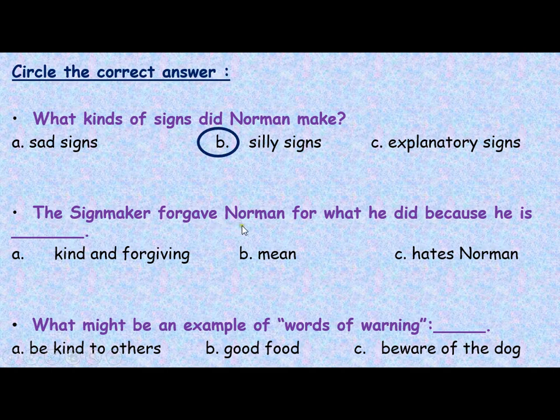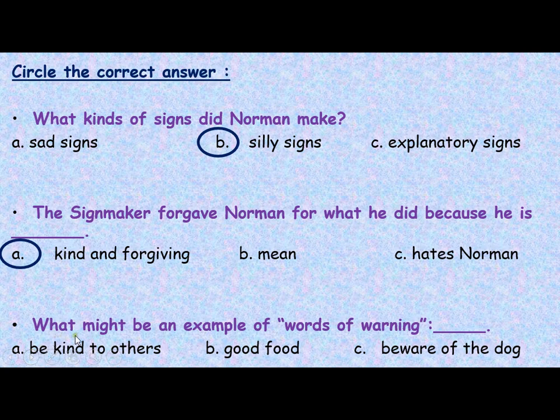The sign maker forgave Norman for what he did because he is kind and forgiving, or mean, or hates Norman. Does anyone know a person that is super forgiving and keeps forgiving every mistake? So people who are super forgiving are kind, not mean, not hateful. So when the sign maker forgave Norman, it means that he was kind and forgiving. He wasn't mean nor hateful.